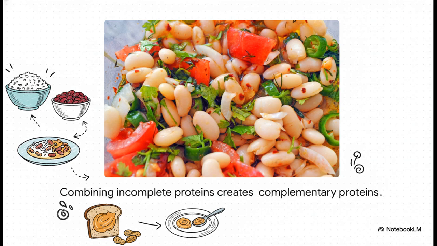Just pair something like a salad with beans alongside other foods, and boom, you've created what we call complementary proteins. A classic example is just eating rice and beans together, or even a simple slice of bread with peanut butter. By mixing and matching these incomplete sources, you're giving your body the full, complete package.